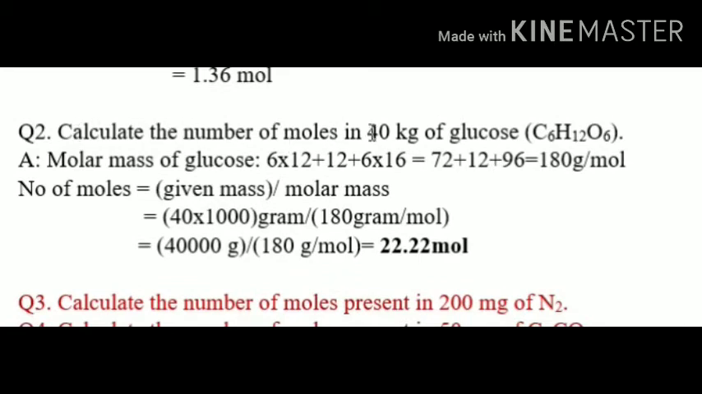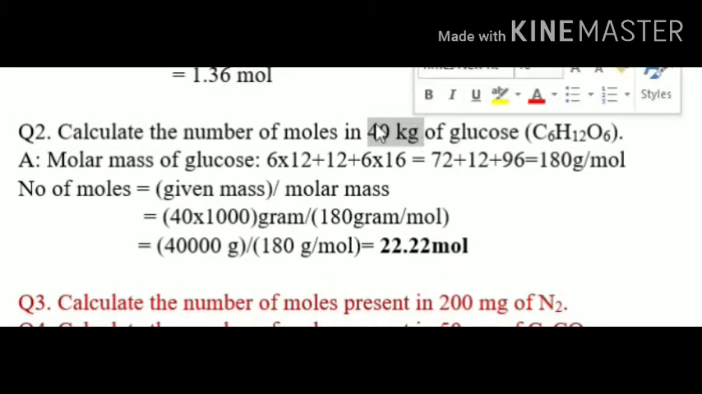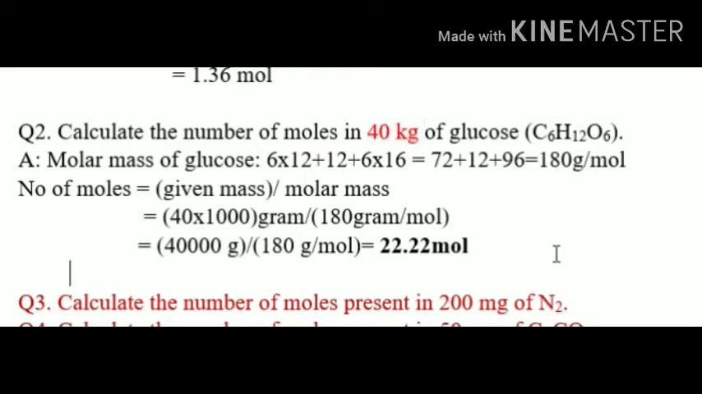Calculate the number of moles in 40 kg of glucose. Now the molar mass of glucose, you find it out. C6, 6 into 12 plus H12, 12 plus O6, 6 into 16. 12 is the mass of carbon, hydrogen mass is 1, oxygen mass is 16. So 6 into 12 plus 12 plus 6 into 16, which is equal to 180 gram per mole. Since I am considering the molar mass, that is why I am writing in gram per mole.